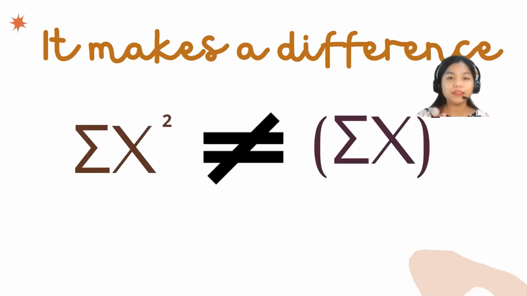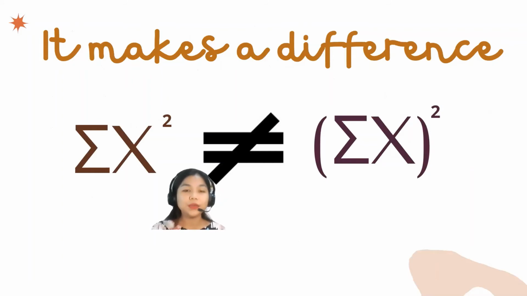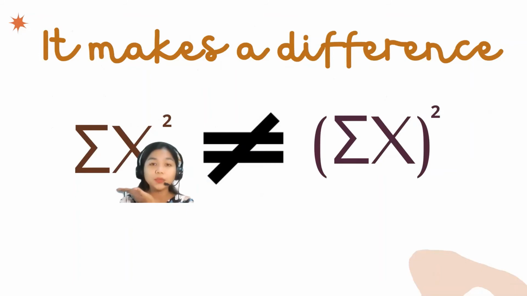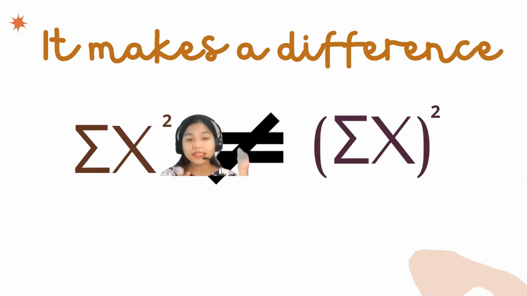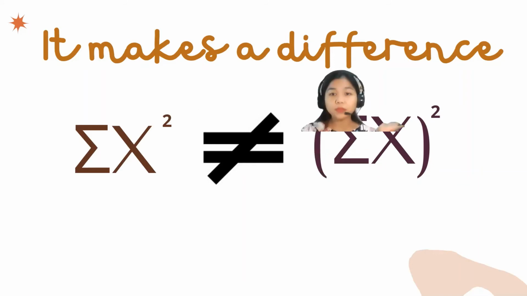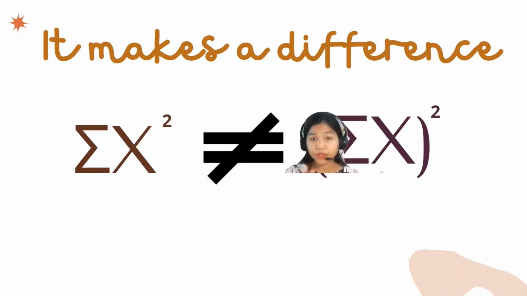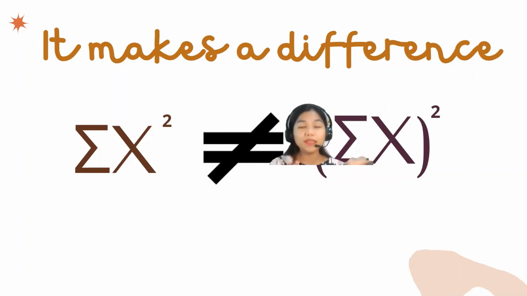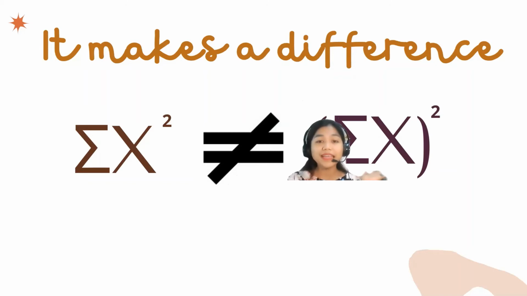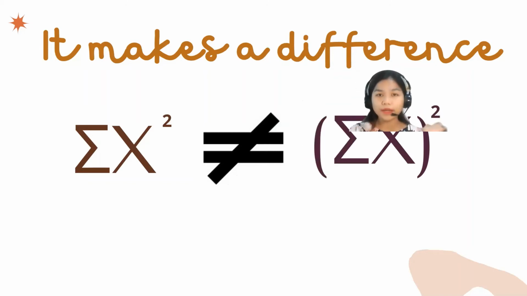Actually, it really makes a difference, right? Sum of squares does not have parentheses because the first thing to do is to square each value of x and then get the sum. It's definitely not equal to the square of the sum, because we are going to get the sum first, or the summation of all the values of a given variable, let's say x or y or z. And then, because it's enclosed by a parenthesis, after getting the summation, we are going to square the result.